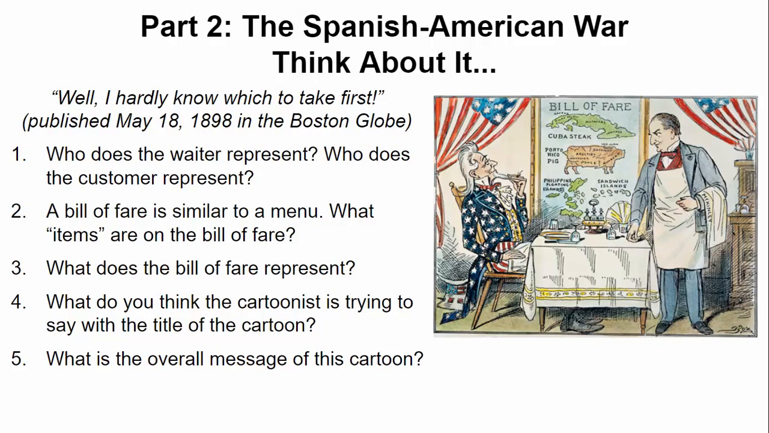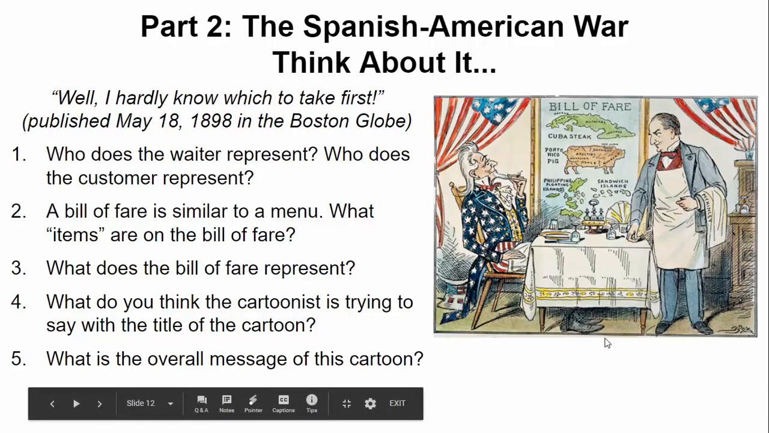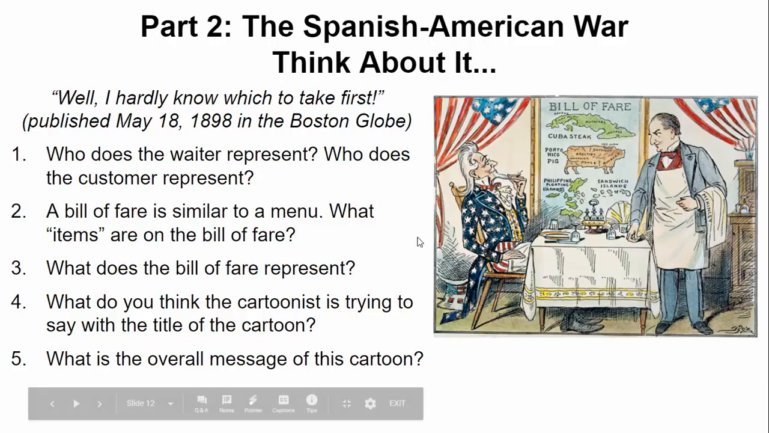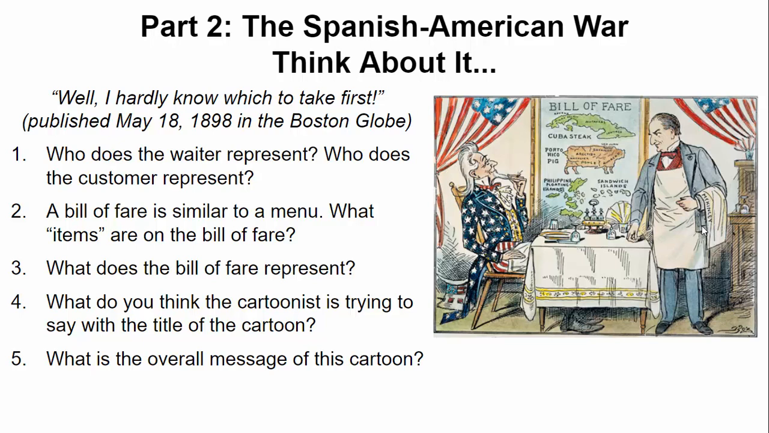I want you to do this, and we're going to talk about it when I get back tomorrow, okay? So for your think about it today, we have a political cartoon, and it's called "Well, I Hardly Know Which to Take First." It was published in May of 1898 in the Boston Globe. So looking at who does the waiter represent, here's our waiter. You can find his name on the towel over his arm right here. And then who does the customer represent? So here is our mascot guy, right? What is he supposed to represent?